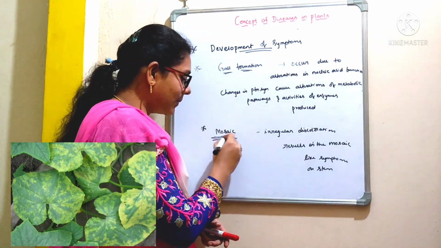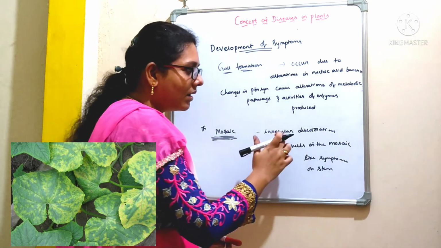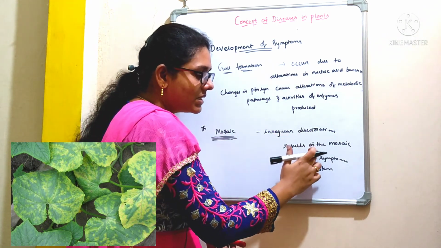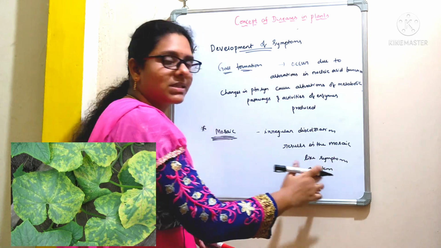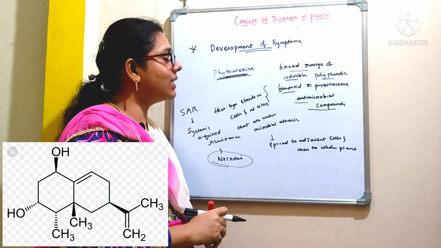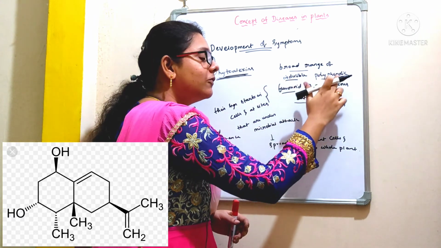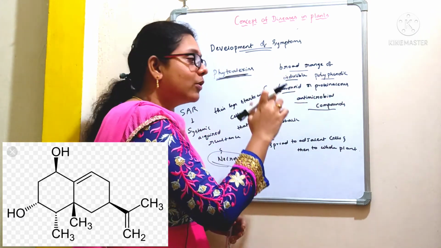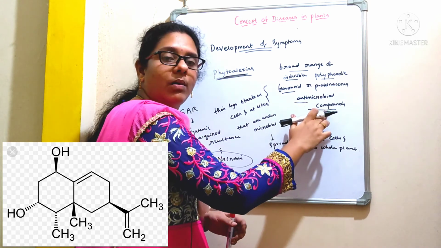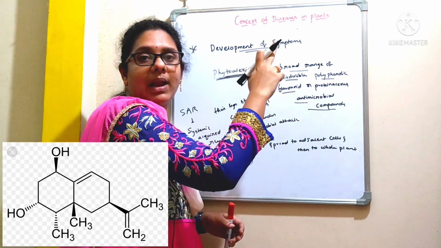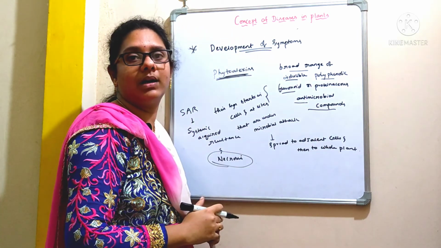Coming to the other symptom, that is mosaic. Irregular discoloration results in mosaic-like symptoms on the stem. Coming to the phytoalexins, these are a broad range of inducible polyphenolic, flavonoid or proteinaceous antimicrobial compounds that are produced by a plant as a part of defense mechanism.